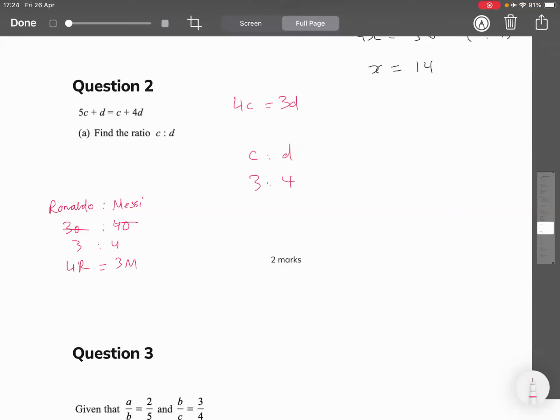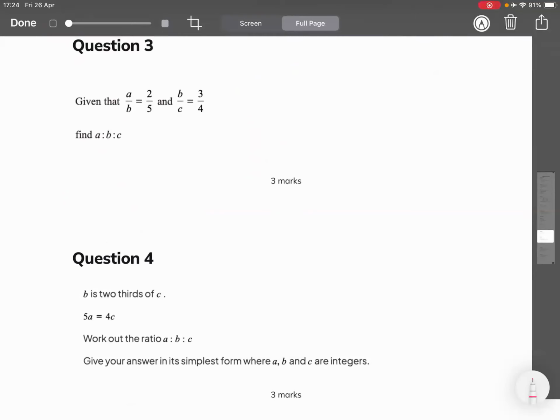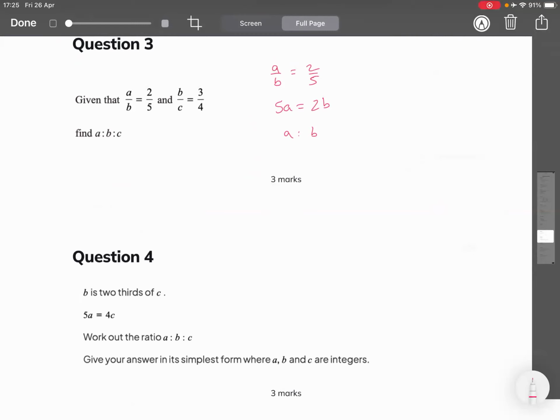Okay, cool. Next question. First, we make equations in the way we did already. So A over B equals 2 over 5. If I cross multiply, I get 5A equals 2B. What's the ratio of A to B? It will be 2 to 5.